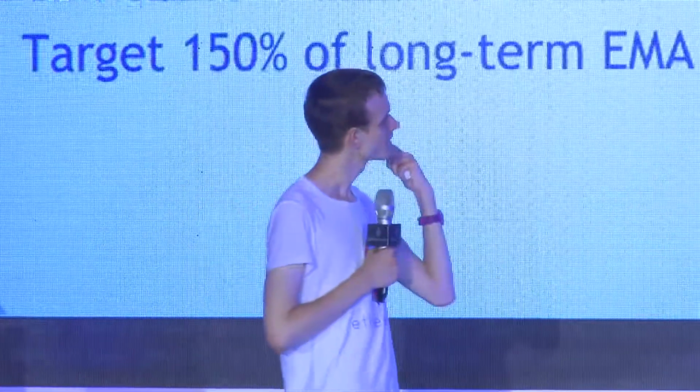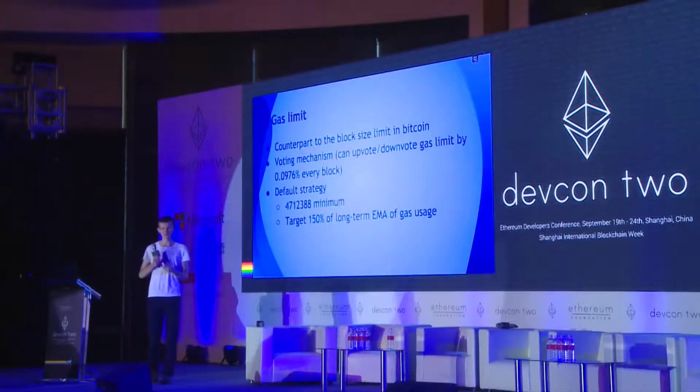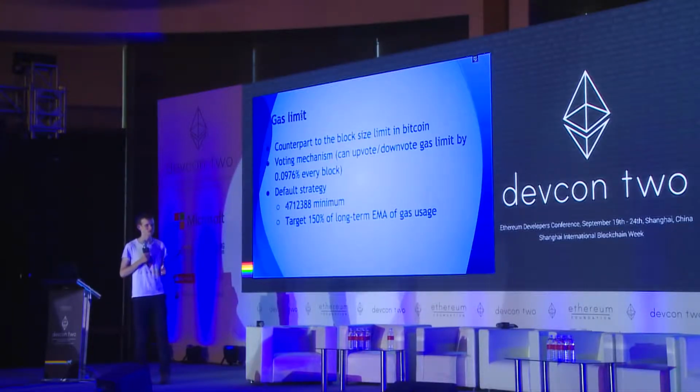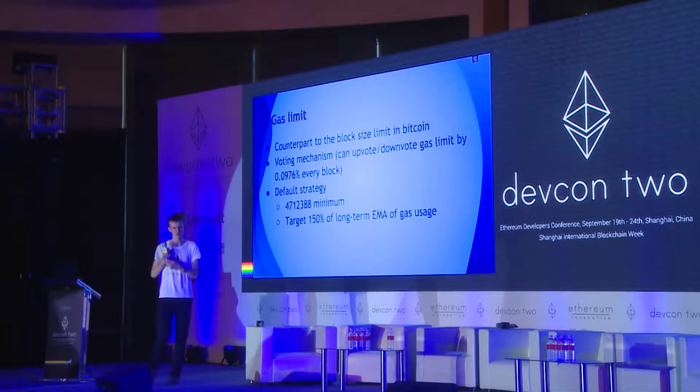So gas limit. The equivalent of the block size limit in Bitcoin is the gas limit in Ethereum, 4.7 million gas per block. Now gas isn't just about counting computational steps.